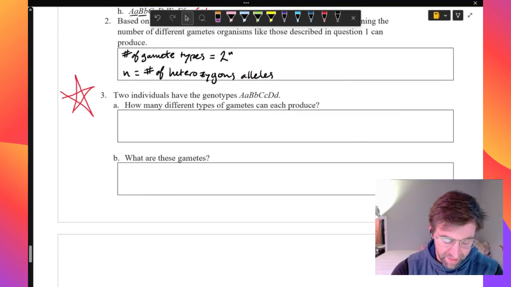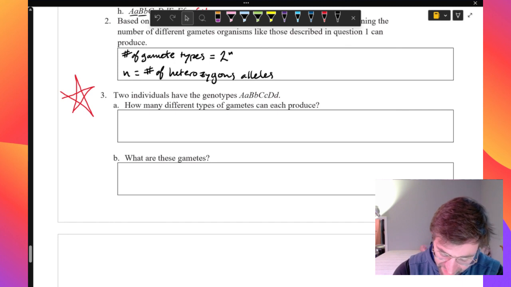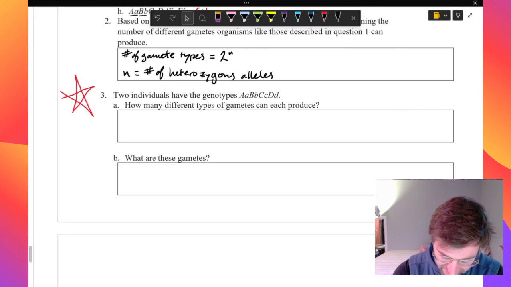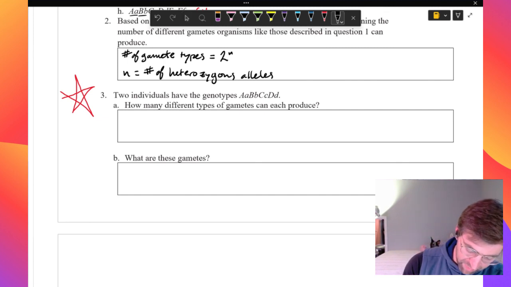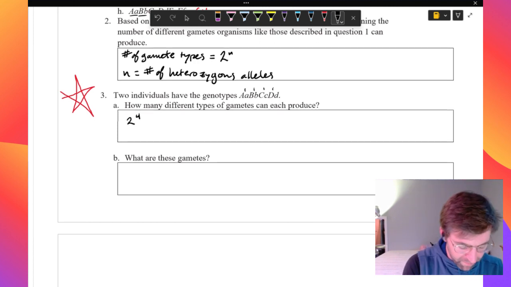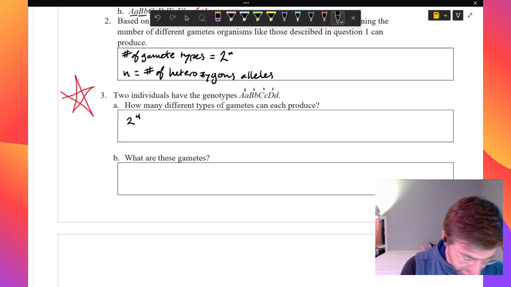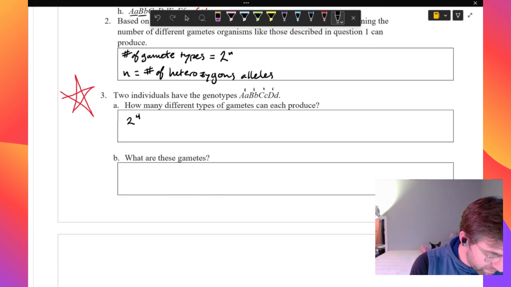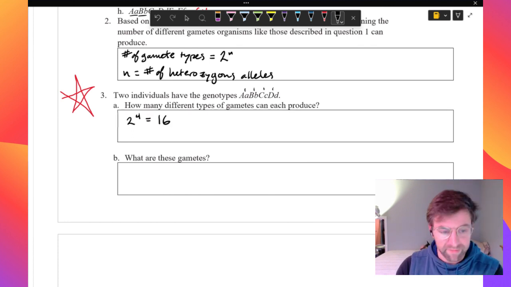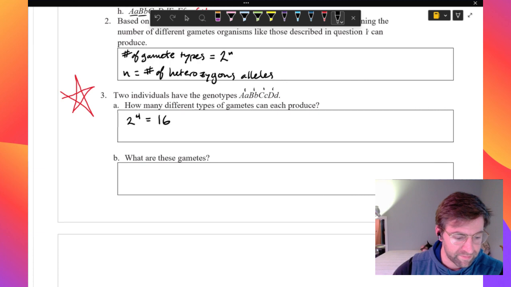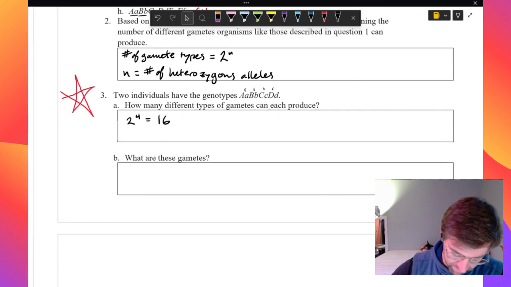All right. 2 individuals have the genotype big A, little a, big B, little b, big C, little c, and big D, little d. How many different types of gametes can be produced? We have 1, 2, 3, 4 different heterozygous alleles, 2 to the 4th power equals 16. What are those gametes?